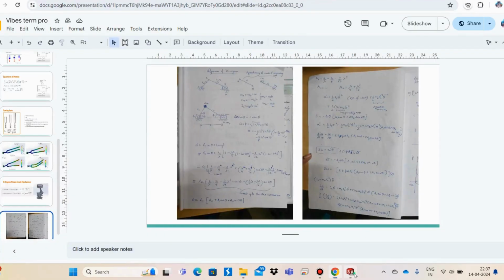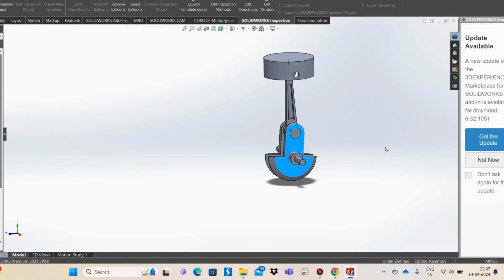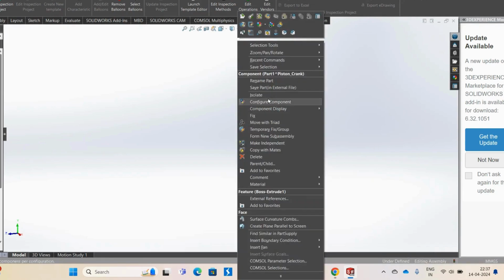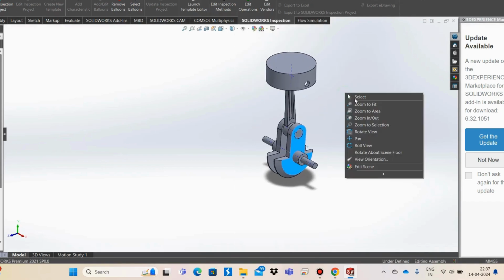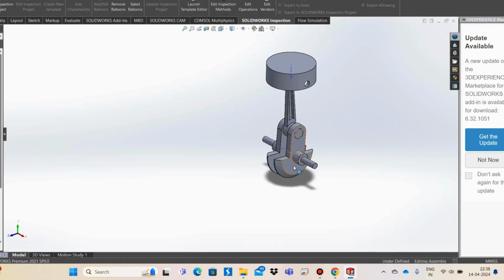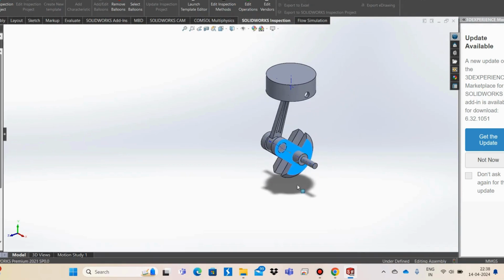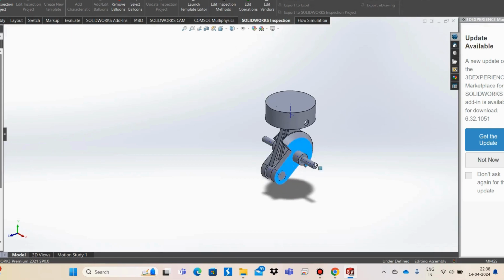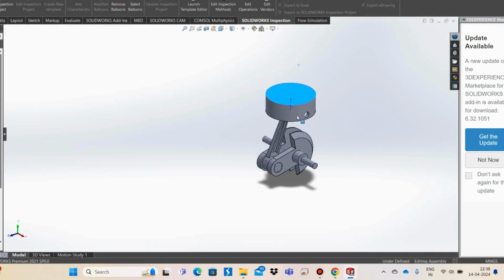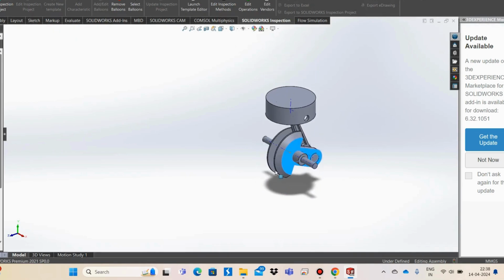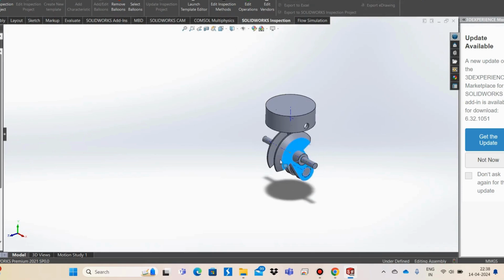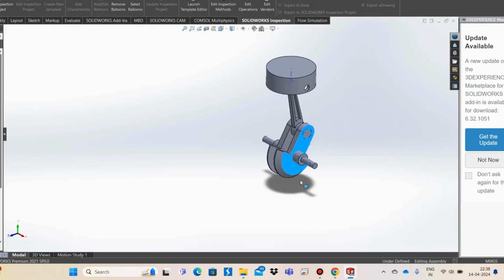In order to have a look at the dynamics, we model the same setup in SolidWorks. As we can see, this shows the piston and crank mechanism. As the crank rotates, the piston exhibits reciprocating motion, and as the piston exhibits reciprocating motion, the crank rotates. So this model helps us to visualize the motion better and comprehend the kinematics that goes behind it.